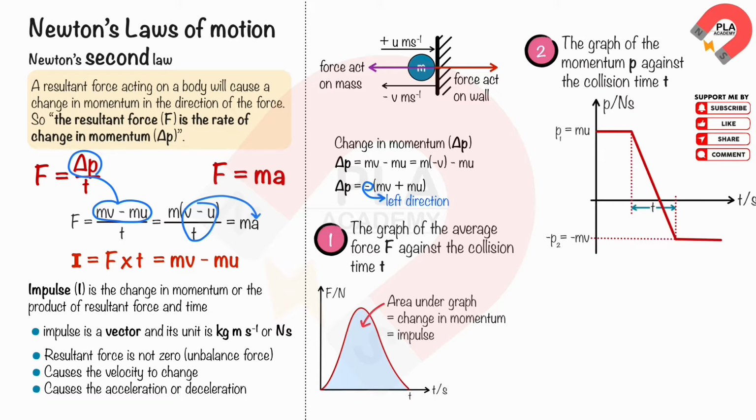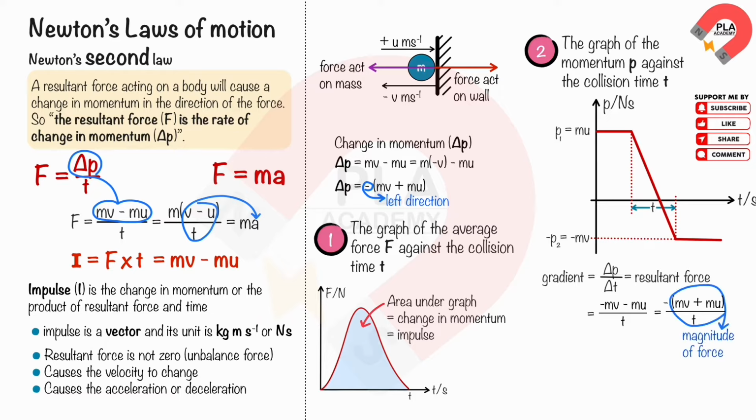The graph of momentum, p, of the mass, m, against time, t, is shown. The gradient of the graph is the change in momentum over the change in time, which is the resultant force. So the magnitude of the resultant force is (negative mv minus mu) over t. This is the magnitude of the resultant force. The negative sign indicates the left direction. Therefore, the gradient of the graph is the force of the mass acting on the wall, or the force of the wall acting on the mass.